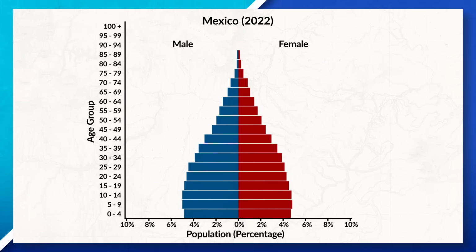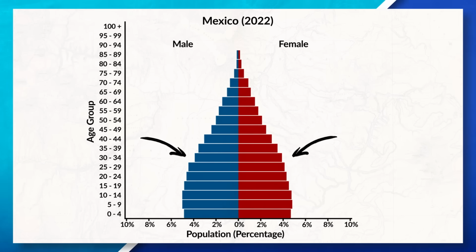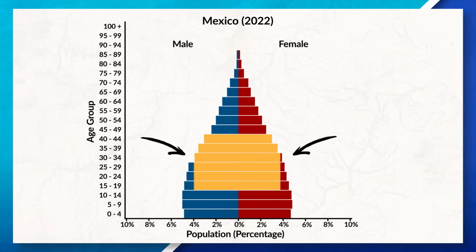Today, we can look at Mexico as an example of a stage 3 country. Notice when looking at Mexico's population pyramid, the middle of the pyramid is starting to fill out. More people in the country are now in their reproductive years and post-reproductive years. We can see that Mexico is still growing as a country, but not as fast as it would have been if it was in stage 2.